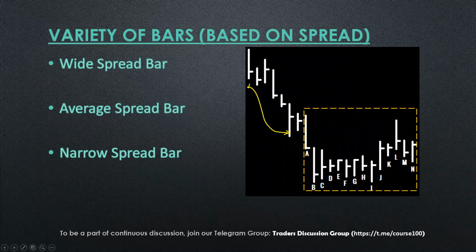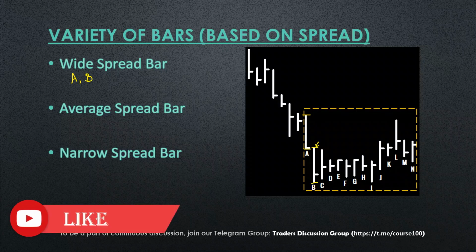So this is my context for the first bar A. Based on the context, I can clearly see that my A bar has a longer spread or wider spread compared to previous few bars. So I'll simply say my A bar is an example of wide spread bar. Similarly, now if I observe my B bar, its spread is somewhat equal to my A bar's spread. So my B bar also becomes wide spread bar.